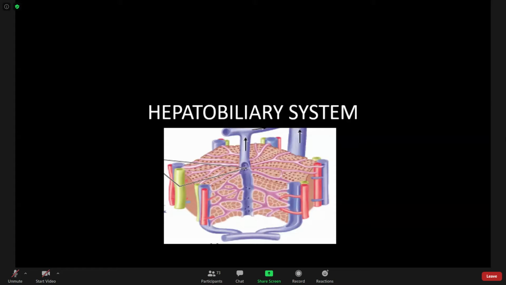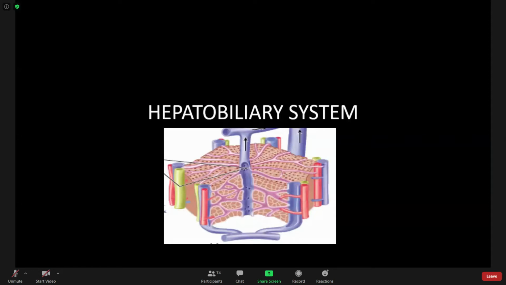In this topic, though this is a small topic, one or two questions are always asked. So it is easy to prepare, and most of the easy questions will be asked from this hepatobiliary system. So you need not worry about it. Every topic will be covered. Okay, let's start with the hepatobiliary system.